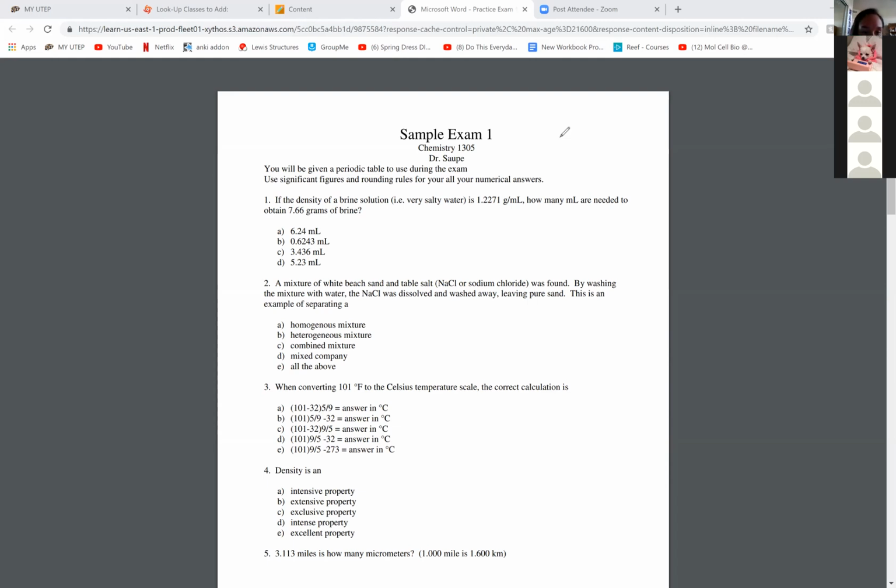Okay, so the first question it's asking, if the density of a brine solution is 1.2271 grams per milliliter, how many milliliters are needed to obtain 7.66 grams of brine? Okay, so what do you guys think would be our first step here? We would write the given. Yes, exactly. Okay, so what would be our given in this equation? 7.66.